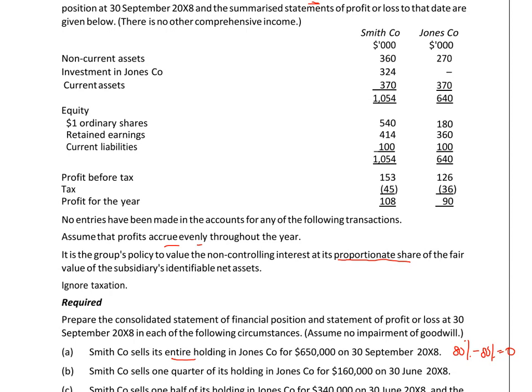Then the fair value of net assets, because I lose the control. When the control is lost, what is today's net asset? Ordinary share plus retained earnings is my net asset today. So today the net asset is 540, plus goodwill. Goodwill is 36. So this is 100%. And I have to minus out NCI of 30%. So 100% minus 30%, I'm left with 70%.